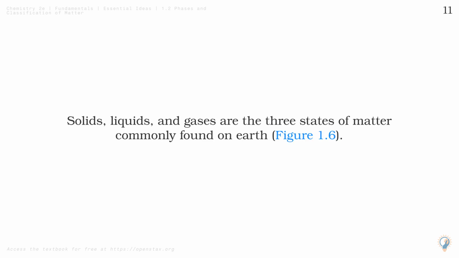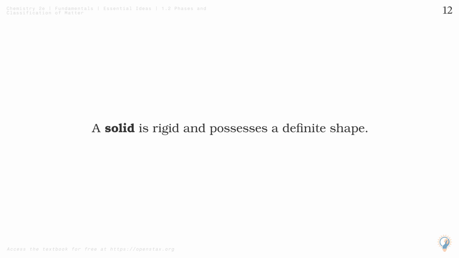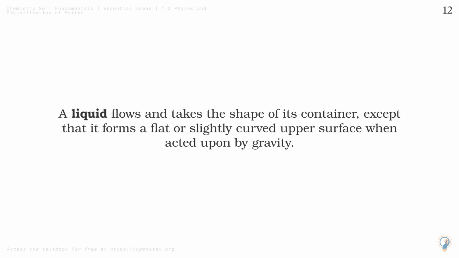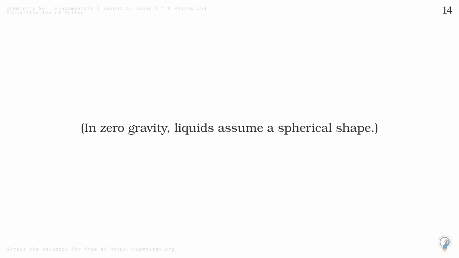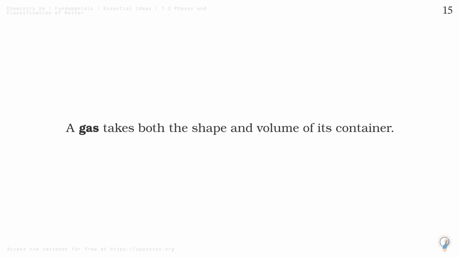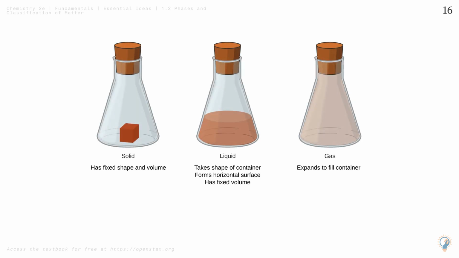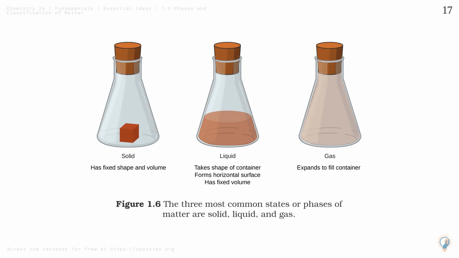Solids, liquids, and gases are the three states of matter commonly found on Earth. Figure 1.6. A solid is rigid and possesses a definite shape. A liquid flows and takes the shape of its container, except that it forms a flat or slightly curved upper surface when acted upon by gravity. In zero gravity, liquids assume a spherical shape. Both liquid and solid samples have volumes that are very nearly independent of pressure. A gas takes both the shape and volume of its container. Figure 1.6. The three most common states or phases of matter are solid, liquid, and gas.